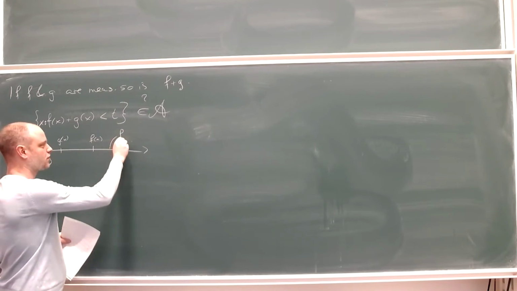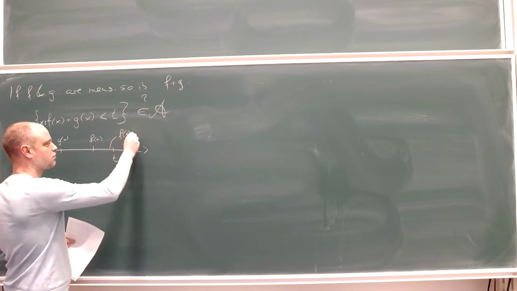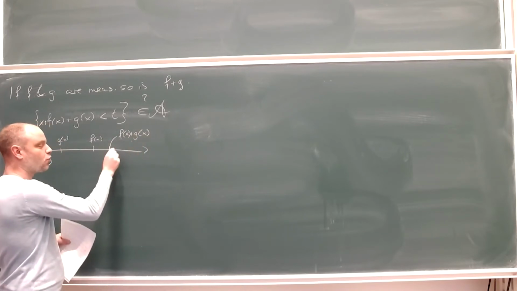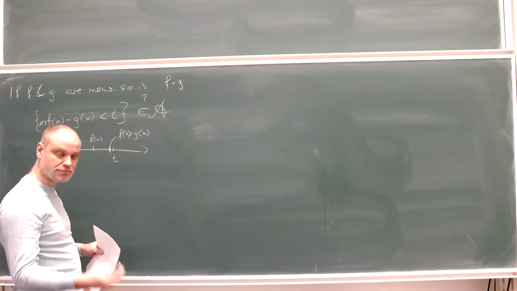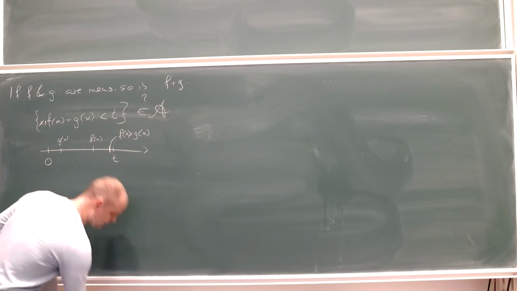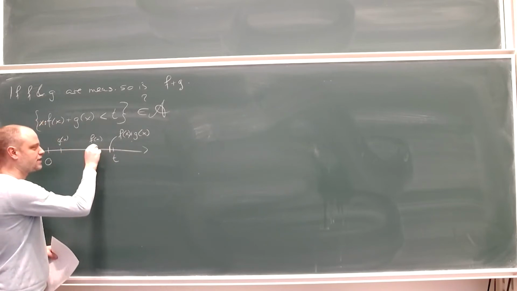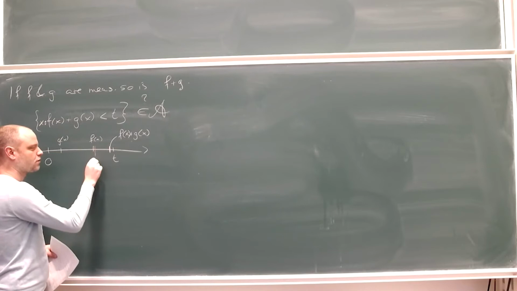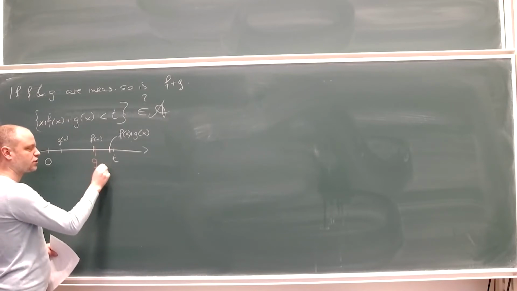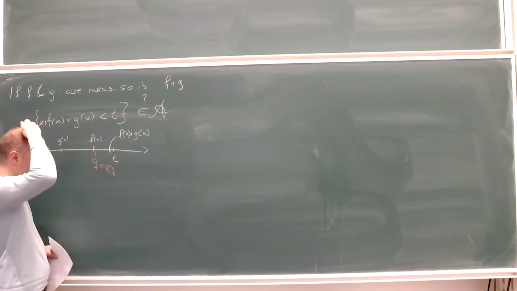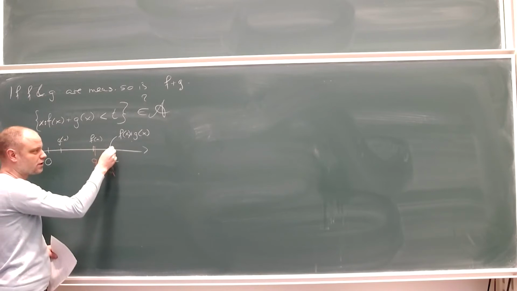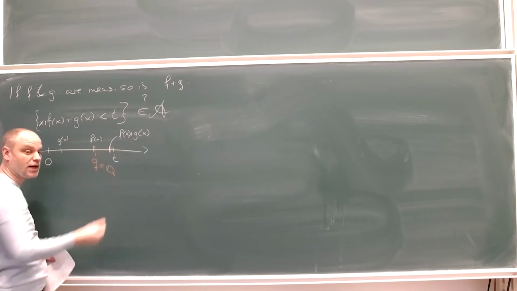So let's say this point is f of x plus g of x. Okay, so now there's a small gap here, which allows us to do the following. So let's take, I'm going to change color now. Let's take here a number. I'm going to call it q, which is rational. Okay? Such that this distance here is smaller than the gap here between the sum and t.